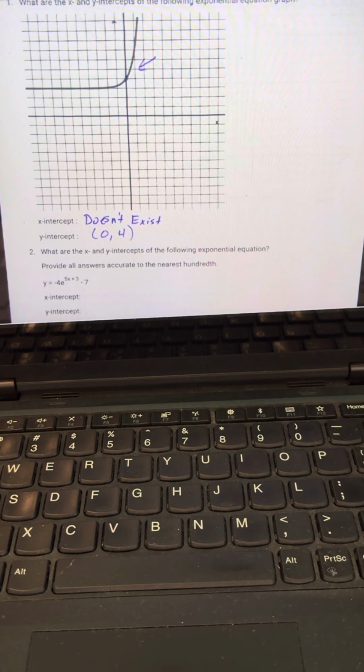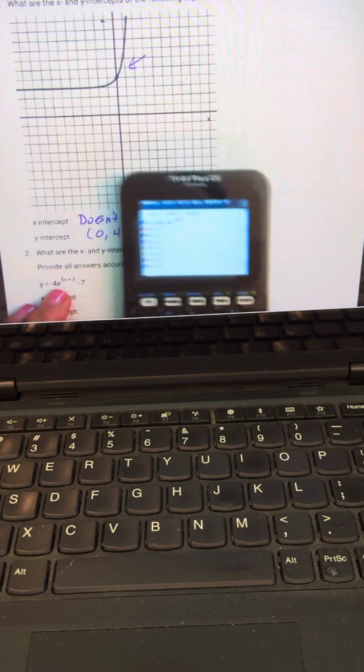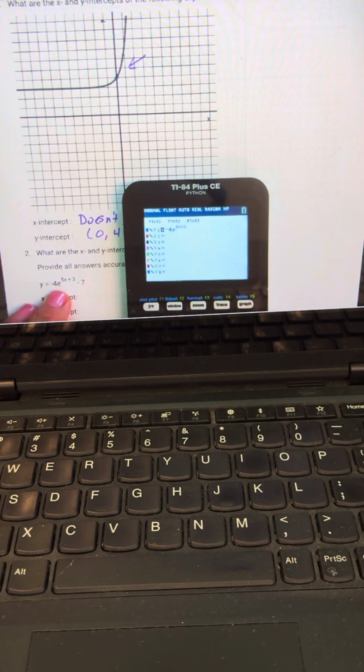Okay, number 2. What are the x-intercepts of this exponential equation? Provide all the answers accurate to the nearest hundredth. This is where you're going to need to pay attention because we haven't done one like this. So, on your calculator, of course you go to y equals, and see that e? That's actually not a variable, it's exponential.